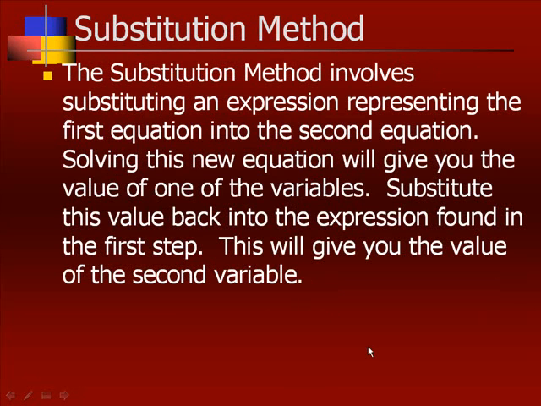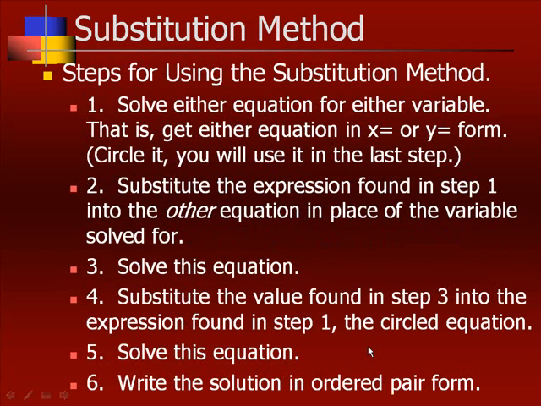Now the second method, the substitution method, involves substituting an expression representing the first equation into the second equation. Solving this new equation will give you the value of one of the variables. Substitute this value back into the expression found in the first step, and this will give you the value of the second variable. Some more specific steps.